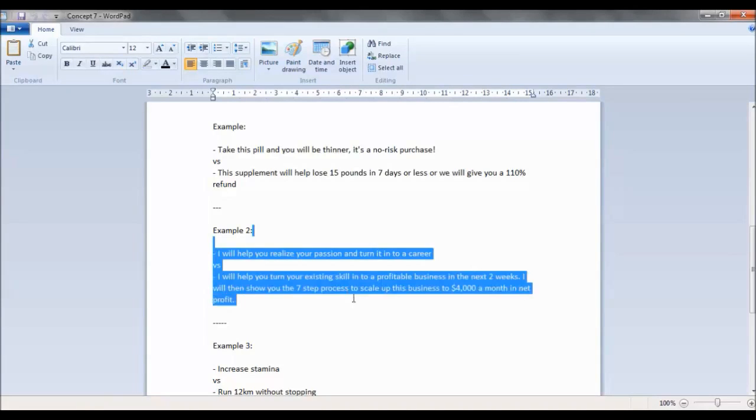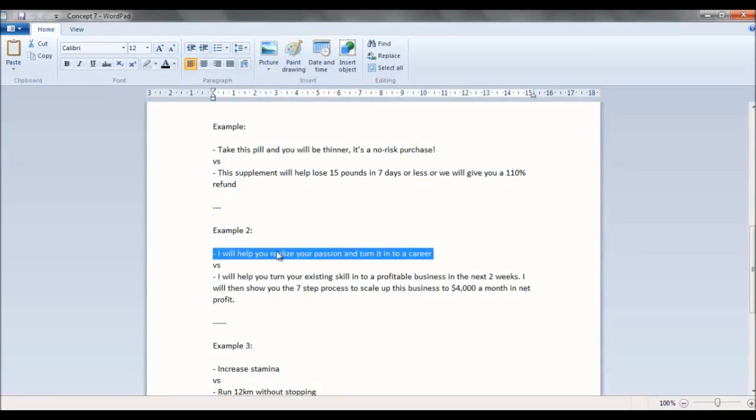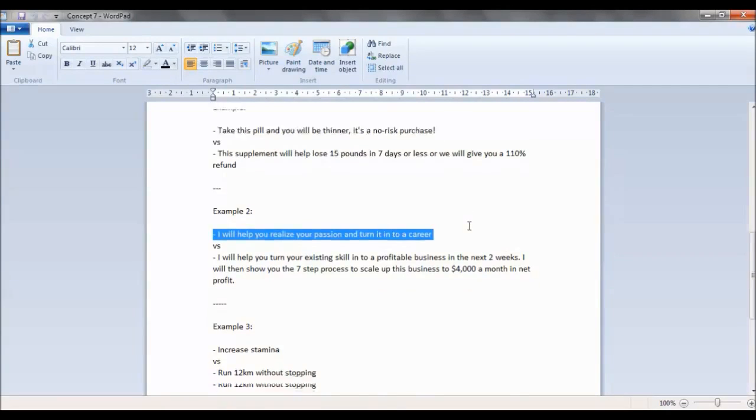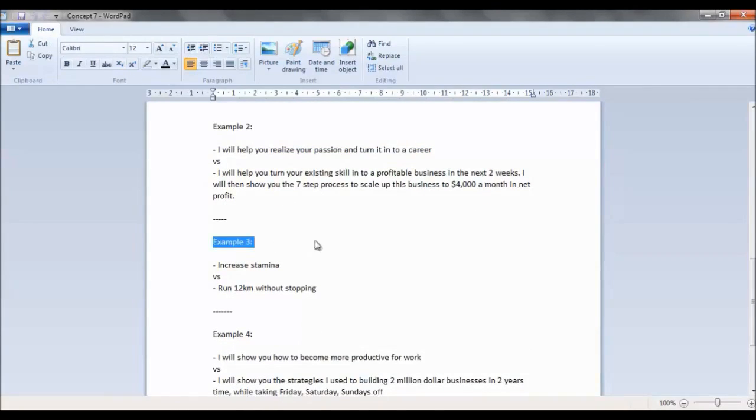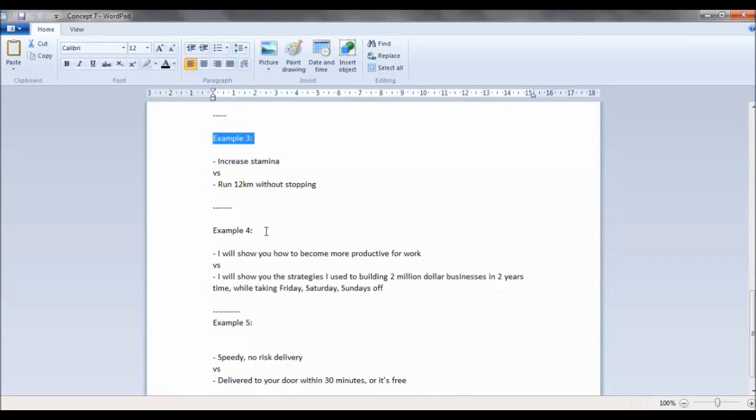Now, this one is for life coaches, and I hear this all the time. I will help you realize your passion and turn it into a career. Great. What does that mean? Who knows? So, example number 3: increase stamina versus run 12 kilometers without stopping. Example 4: I will show you how to become more productive for work. Versus, I will show you the strategies I use to building $2 million businesses in 2 years' time while taking Friday, Saturday, Sundays off.